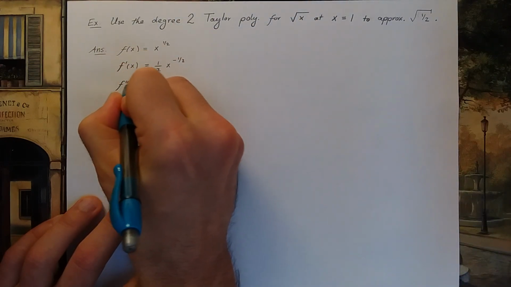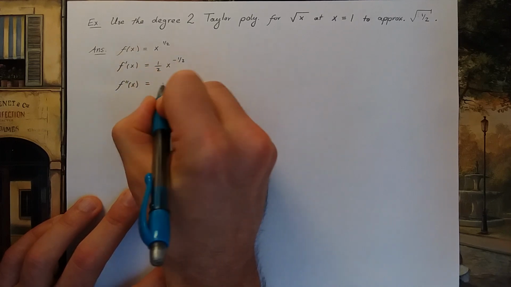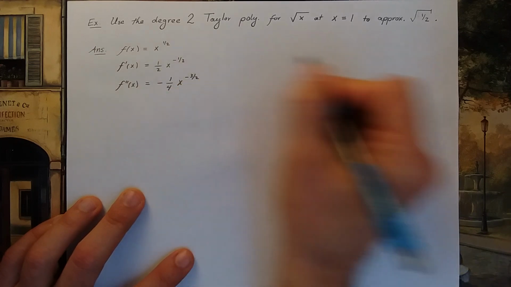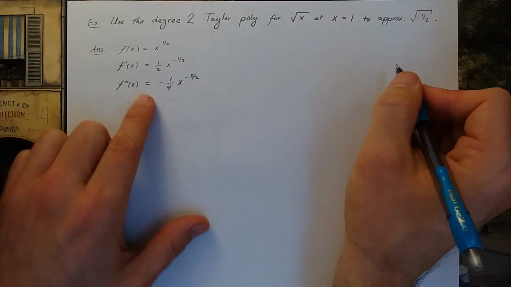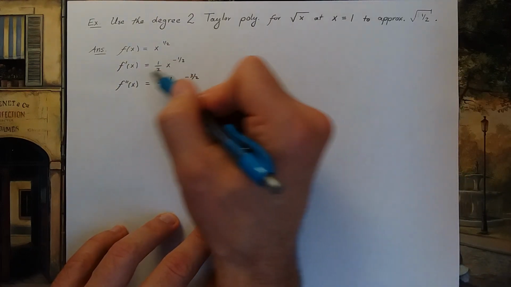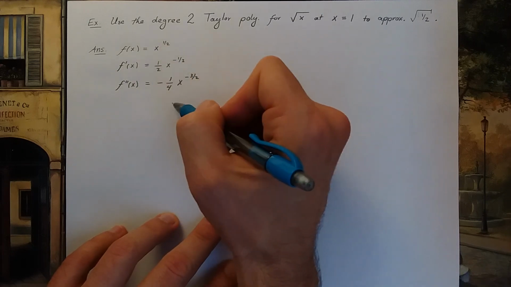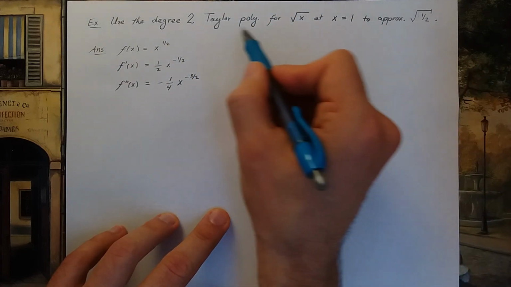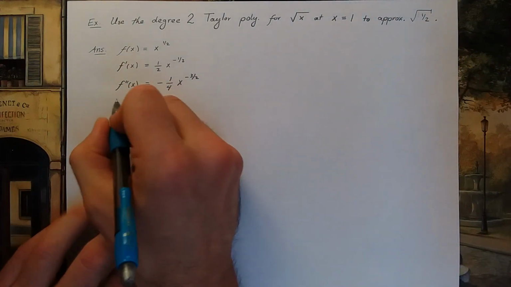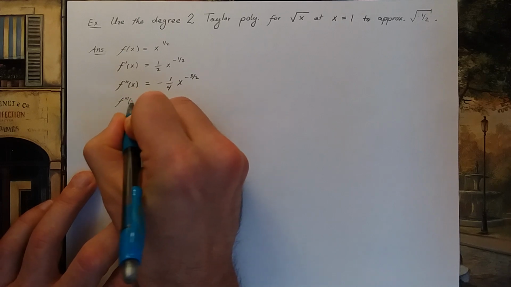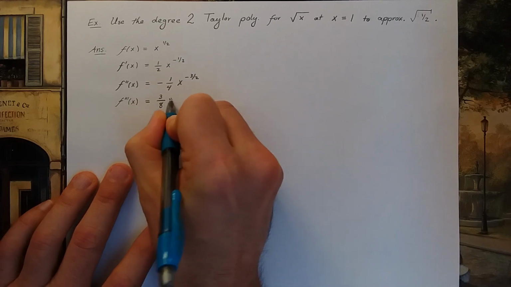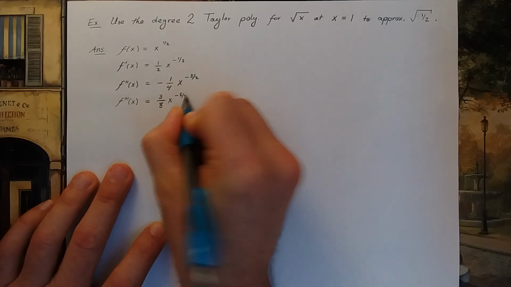The second derivative would be negative 1/4 x to the negative 3/2 power. And I could stop there if I were only interested in the degree 2 Taylor polynomial. I don't need to find a pattern or anything like that. I'm just going up to the second degree. So I could stop, but I know I'm going to use my Taylor polynomial to approximate something, and looking ahead, I think I'm also going to want the third derivative. So the third derivative would be 3/8 x to the negative 5/2 power.